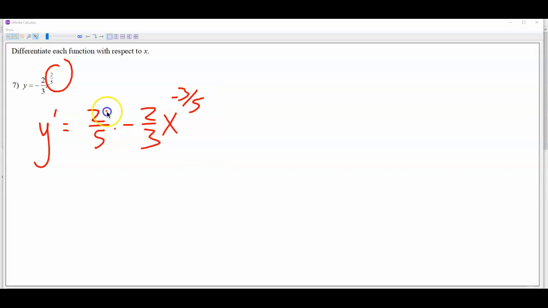Now, in this case, we're going to multiply straight across, so we get 4 over 15, and it will be negative because that 2/3 was negative. And then we have x to the negative 3/5.